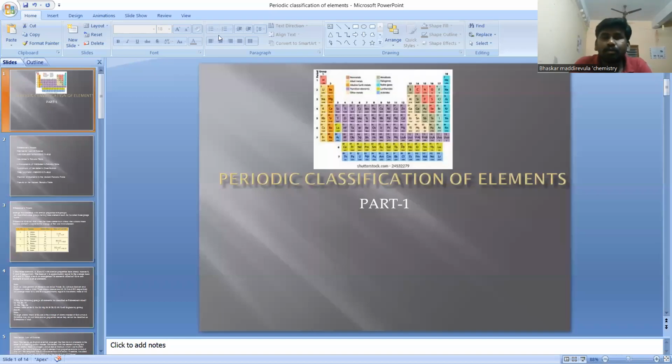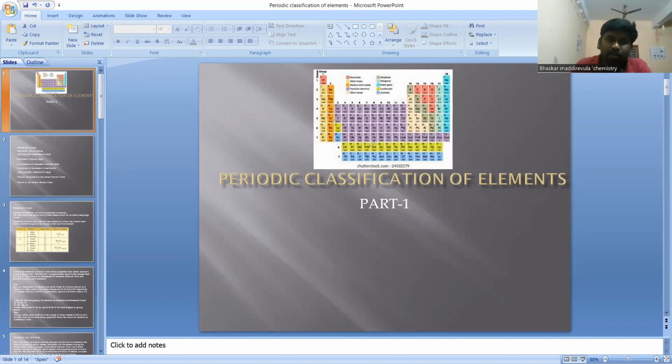Hi everyone. In this session, we are going to see how to study for the board examination on the topic periodic classification of elements. This topic is from the chemistry part of the class 10th science chapter, under one of the science topics from the chemistry part. Now we'll see how to study for the term 2 examination.